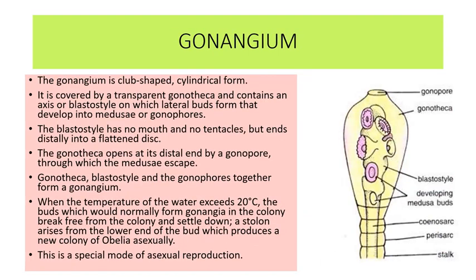Second is the gonangium. The gonangium is club-shaped, cylindrical in form. It is covered by a transparent gonotheca and it contains an axis or blastostyle on which the lateral buds form that develop into medusa or gonophores. The blastostyle has no mouth and no tentacle but ends distally into a flattened disc.